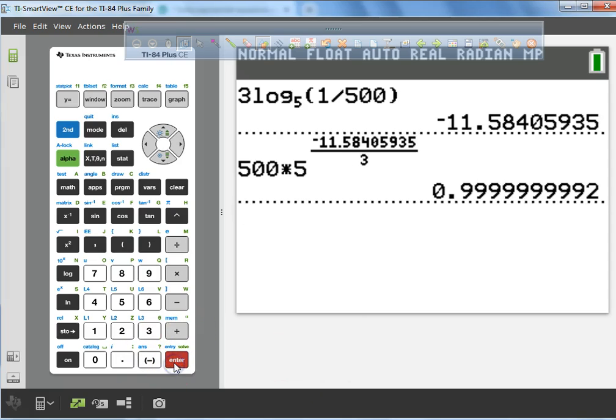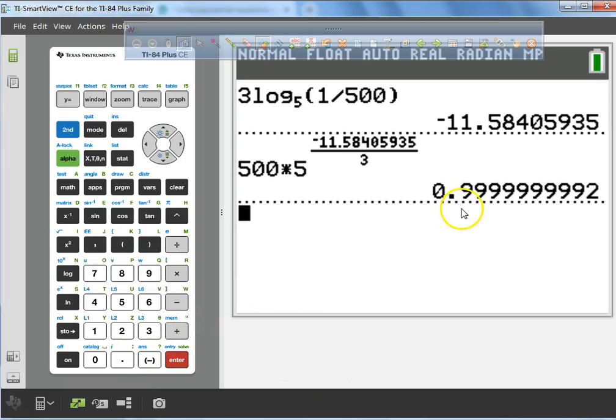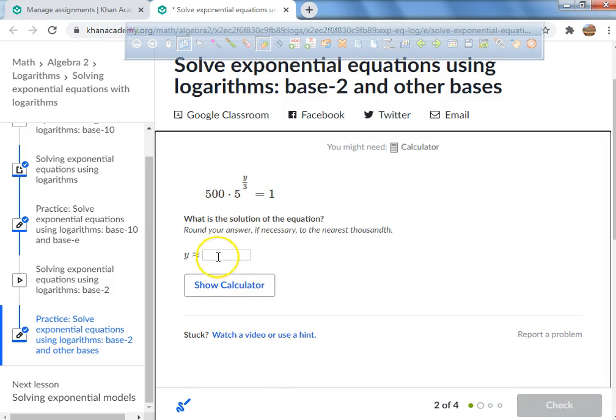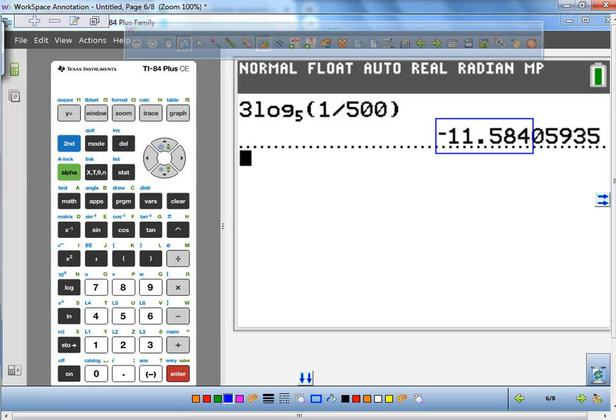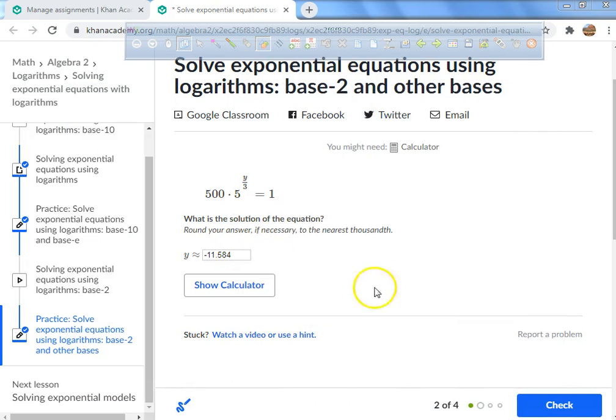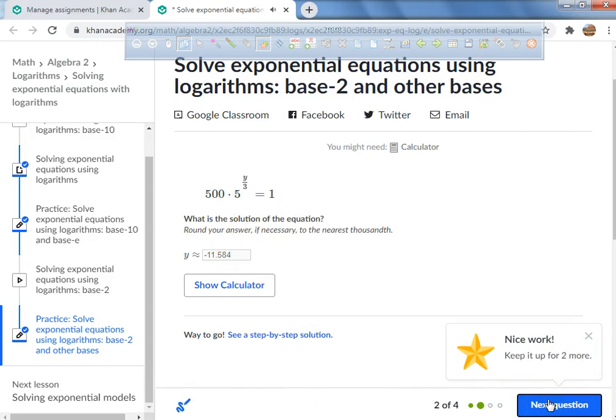See if it works. Oh, looks like you got it wrong. No, I didn't, because remember, this is an approximate value. What's 0.99999? Eventually, it becomes a 1. Remember, this is just an approximate value. So I am right. It's negative 11.584. So that's what I'm going to type in. Negative 11.584. Hopefully, I didn't get anything mixed up there. And there you go.